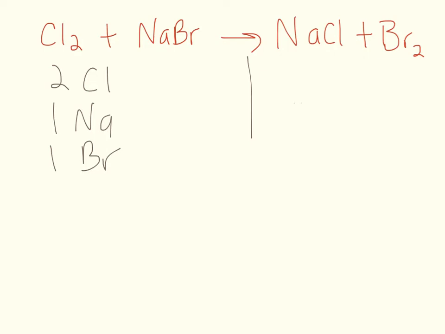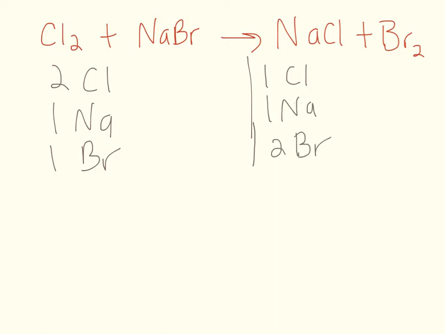And on my other side, again, I want to try and keep things as equal as possible. So I'm going to do chlorine again, even though it's not the first element that we see. So I have 1 chlorine, 1 sodium, and 2 bromide. And this is a question that we've done in class.